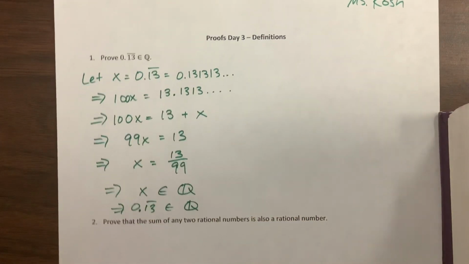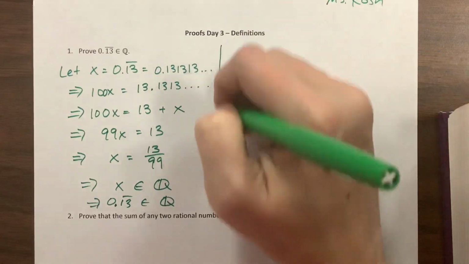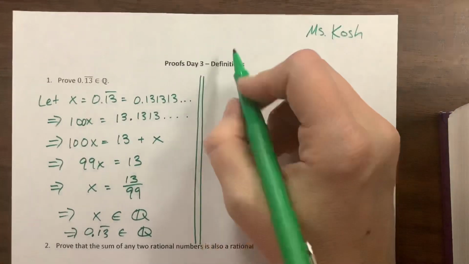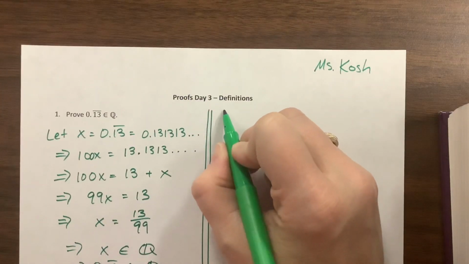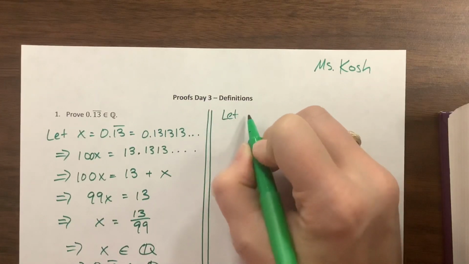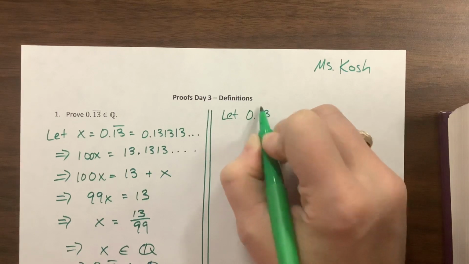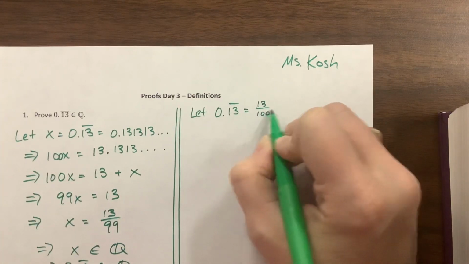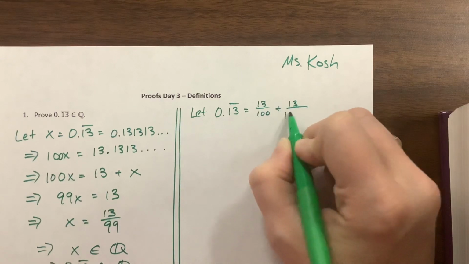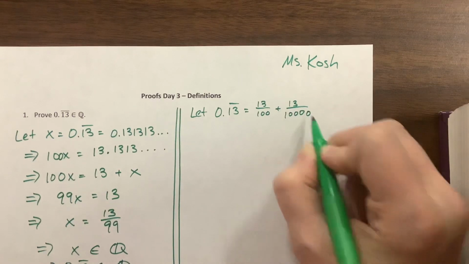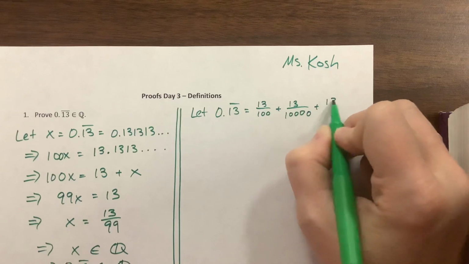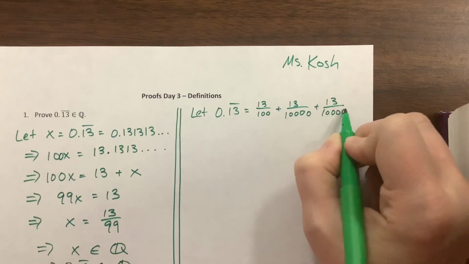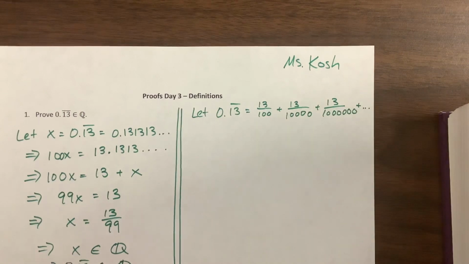So we always end up where we started. The other way to think through it deals with sequences. We could say let 0.13 repeating equal, well, this is 13 over 100, plus 13 over 10,000, plus 13 over, and I need 6 zeros, 1, 2, 3, 4, 5, 6, plus dot, dot, dot.